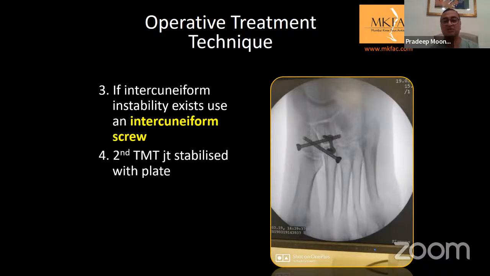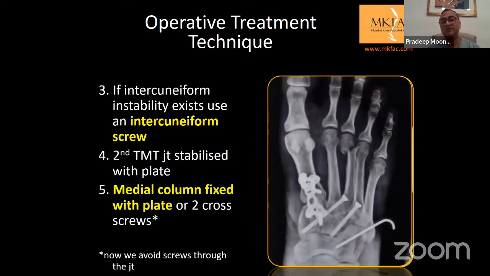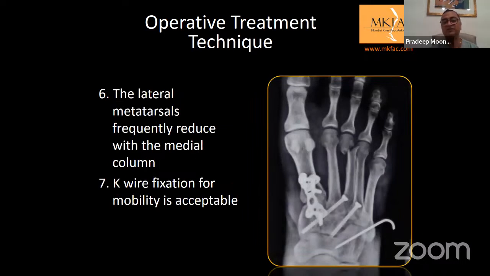Now, second, TMT joint. Once that is done, I always try to neutralize my Lisfranc joint with a neutralizing plate. Medial column, if it needs to be fixed separately, I fix with a plate. I do not use transarticular screws now, and I'll tell you why. And along with that, if the fourth and fifth joints are unstable, those are now fixed with a K-wire, either 1 or 2 K-wires.